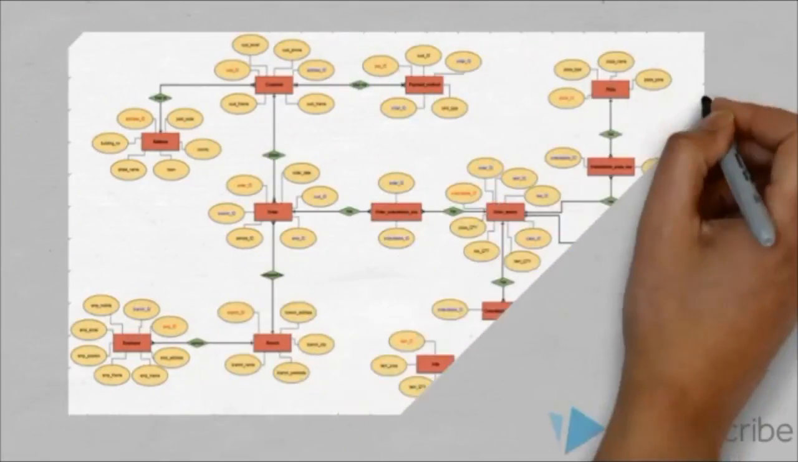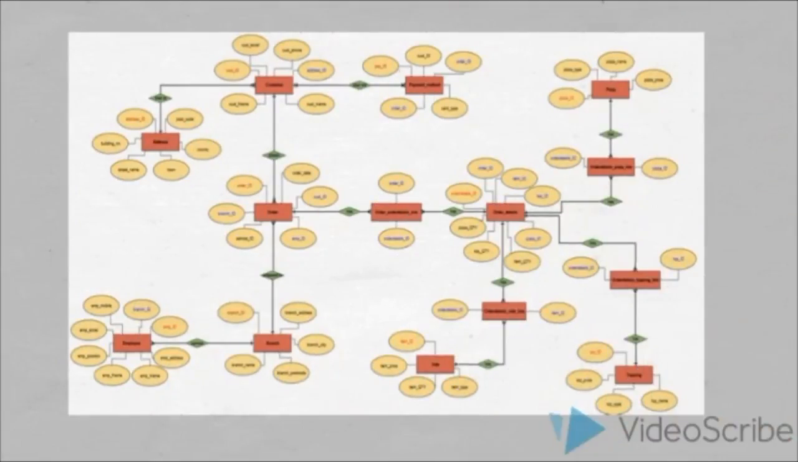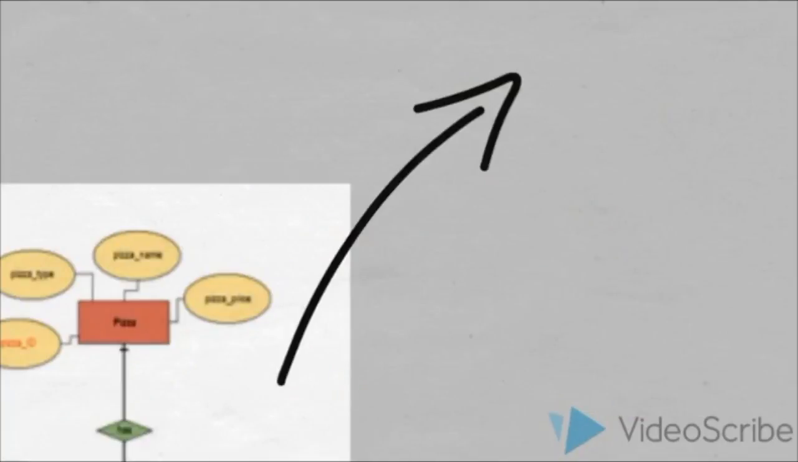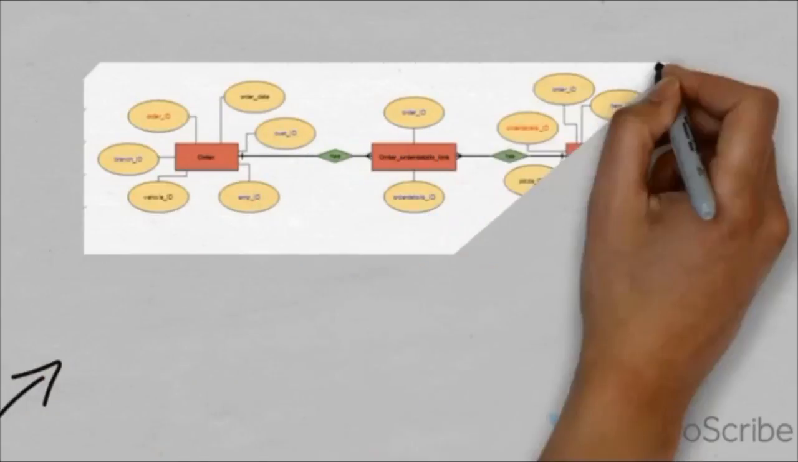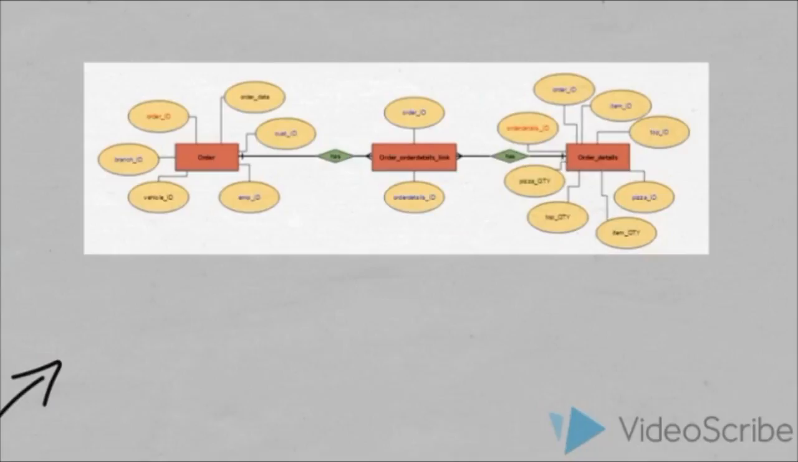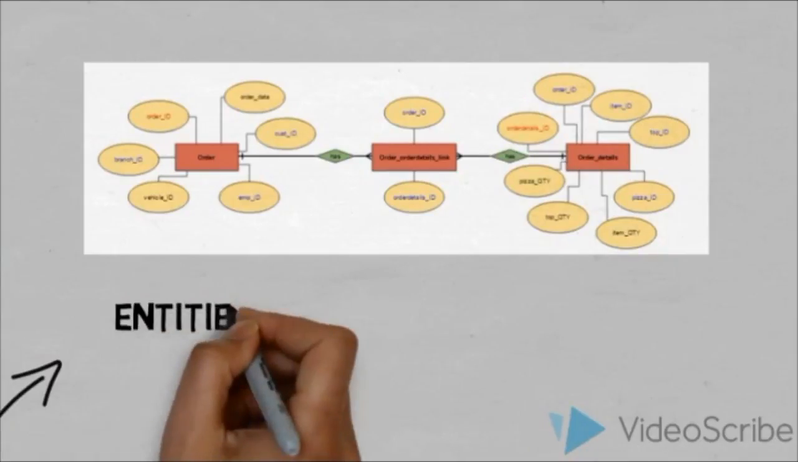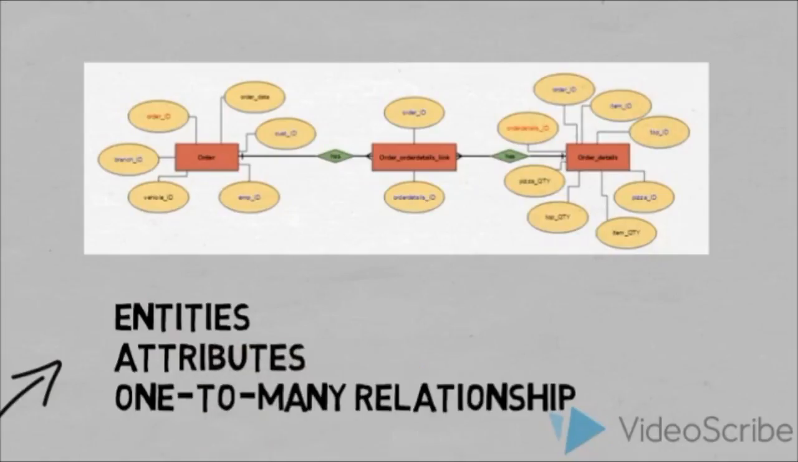Moving on, we'll now analyze a possible entity relationship diagram, which is comprised of 14 different entities, each of them having their own unique primary key and attributes. This is an example of a relationship between two separate entities. The order details entity was created to eliminate the many-to-many relationship between the two entities.